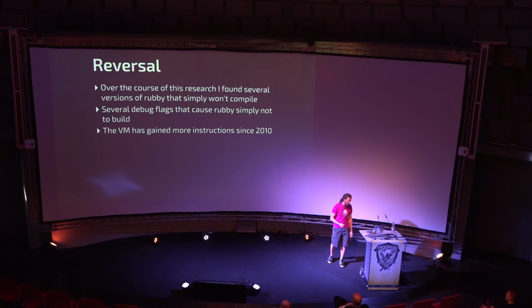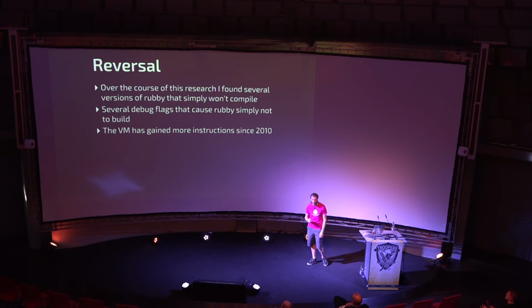There are also a bunch of debug flags that simply break Ruby, which is really interesting when you're doing something like this and you actually want all of the debugging options that you can get. And finally, the VM has added a bunch more instructions since Reversal was written in 2010. Unfortunately, very few loaders actually support that far back. And so there was a bunch of extra work involved in getting Reversal back into a state where it would work.